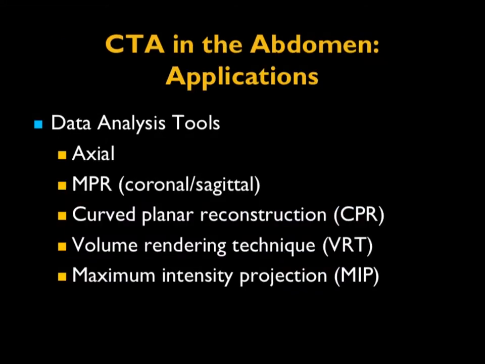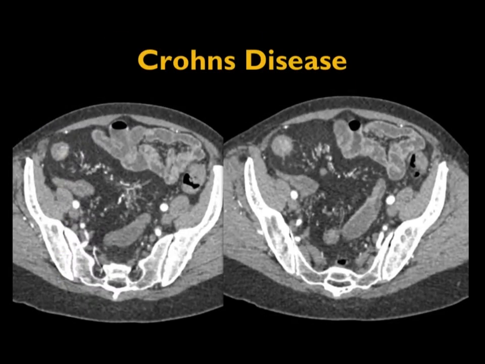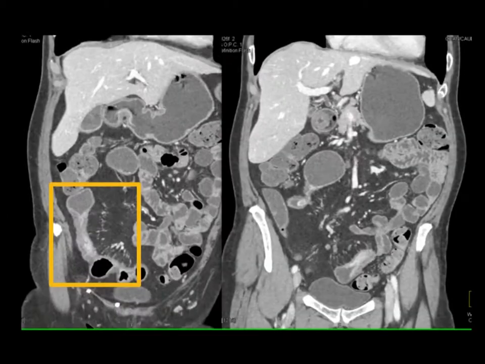We talk about how we look at the images, and we look at the images from axial through coronal and sagittal, through, depending on the situation, curved planar, and then volume rendering and MIP. So for example, if you look at this case of Crohn's disease, you see some thickening of the bowel, the right colon and the right lower quadrant. You see prominence of the mesenteric fat, and you see thickening around the vessels on the axial imaging.